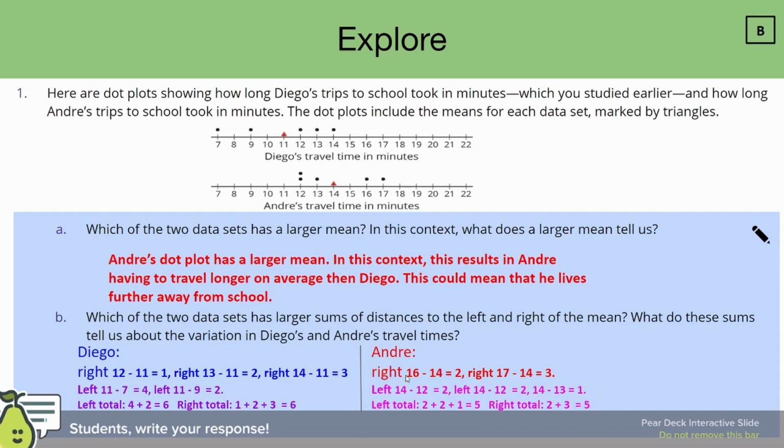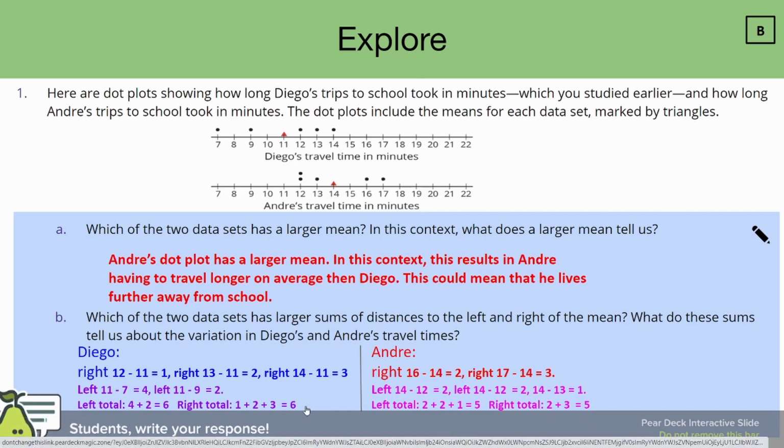So our values from the right are 2 and 3. So when we add 2 plus 3, we get 5. And when we look at the values on the left, which are 2, 2, and 1, we will also get 5. So essentially, we know that 11 is the mean because the left and right side for Diego are both 6. And we can see that 14 is the mean because the left and right side have a value of 5, which means that 14 is the balancing point for Andre and 11 is the balancing point for Diego.